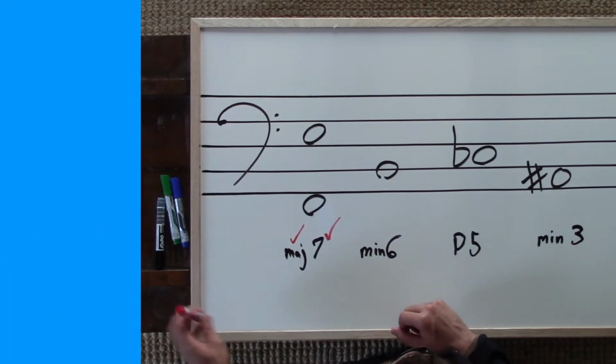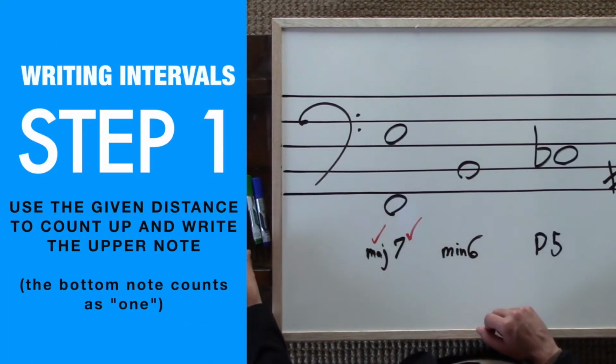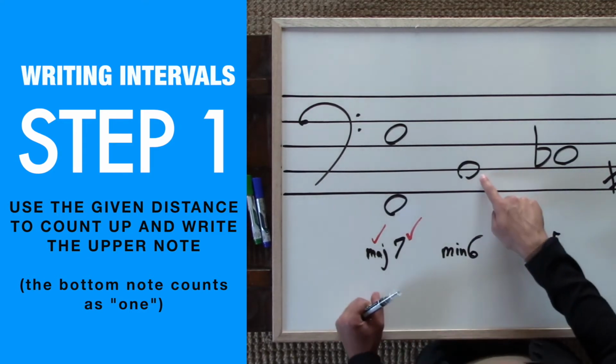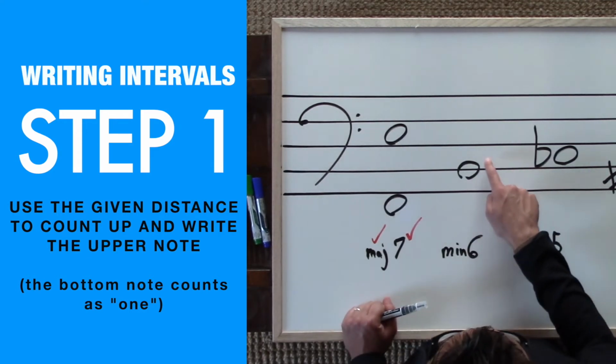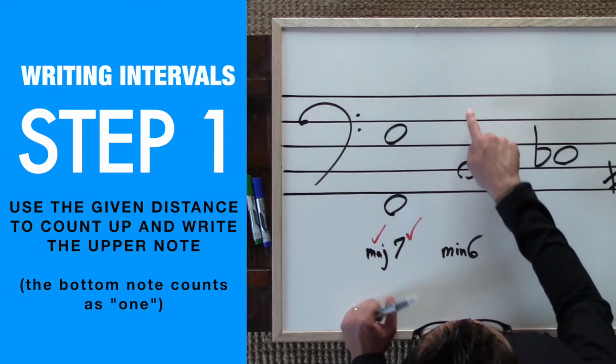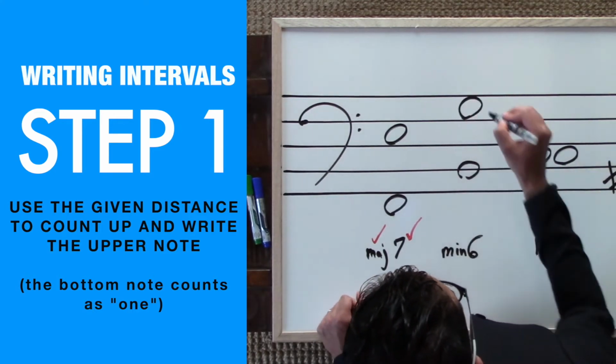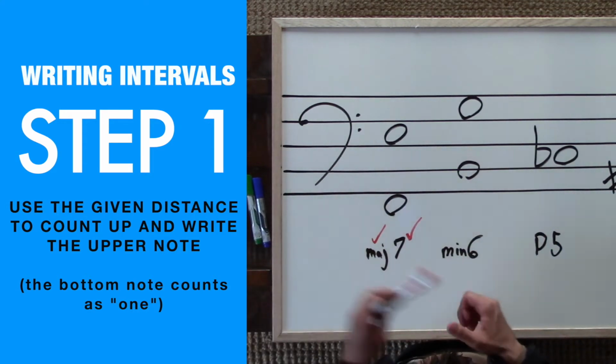First step is let's worry about the distance. So let's just write a sixth above the note B, starting with B as number 1. 1, 2, 3, 4, 5, 6. We land on a G. Okay, so there we've written a sixth.